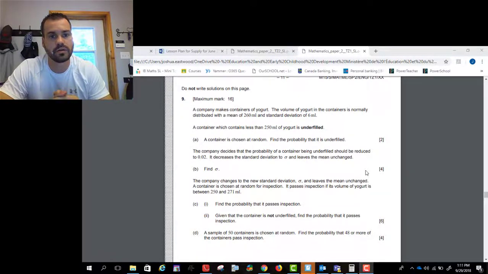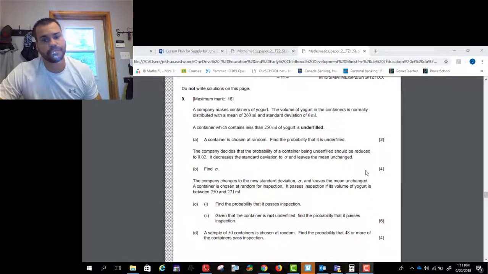It says a company makes containers of yogurt, the volume of the yogurt is normally distributed with a mean of 260 and a standard deviation of 6. And it says a container which contains less than 250 milliliters of yogurt is underfilled. A container is chosen at random. Find the probability that it's underfilled.